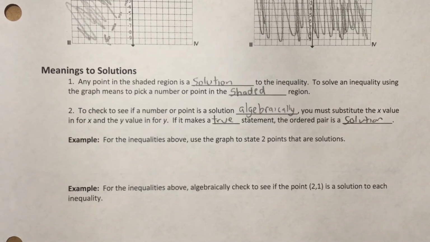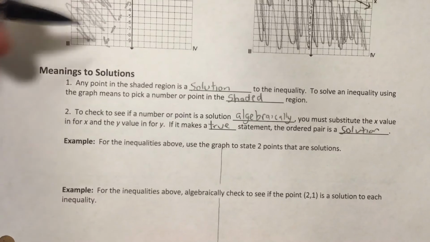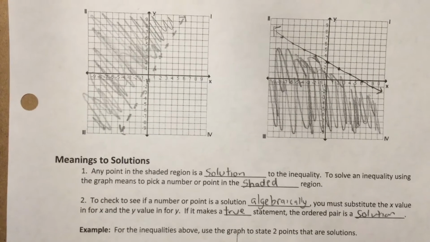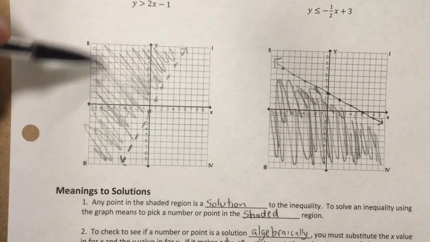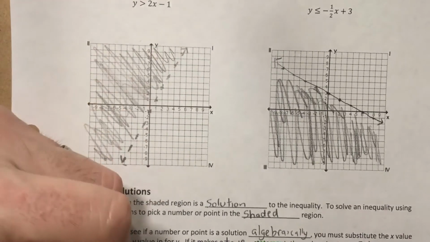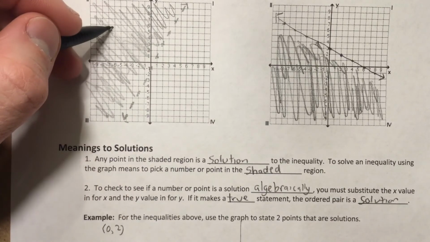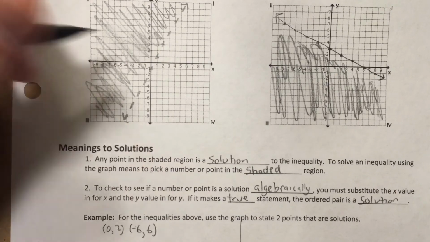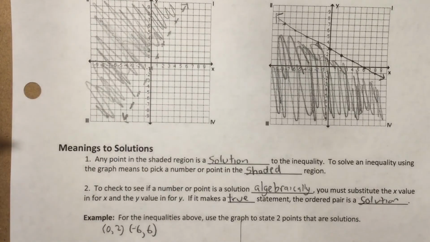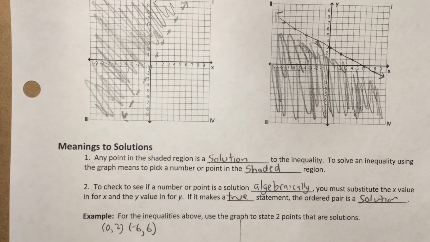All right, so it says for the inequalities above, use the two graphs to state 2 points that are solutions. So I'll kind of split this right down the middle, left side, right side. Using the graph, anything in the shaded region is a solution. So I could say 0, 2. I could say negative 6, 6. Anything on the dotted line is not a solution. If it's on a dotted line, that would give you something like 6 is less than 6, which is not true.